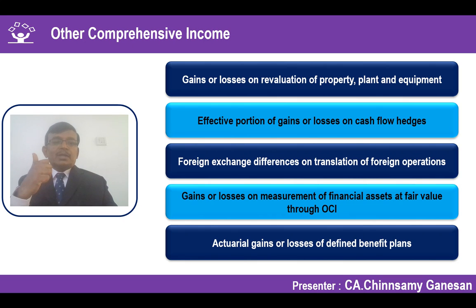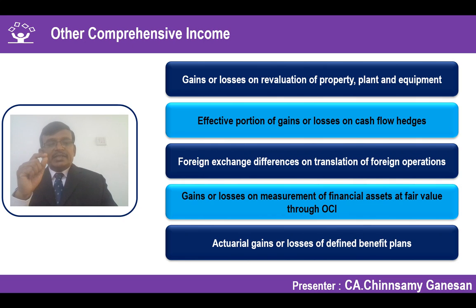For example, if I'm talking about property, plant, and equipment as per Ind AS 16, when you are doing a revaluation, the gains or losses arising out of the revaluation should be routed through OCI and not through the P&L account. And cash flow hedges come from Ind AS 109. And when you are translating your foreign subsidiaries, which are independent foreign operations, you have the foreign currency translation reserve, FCTR, that will be part of OCI. And when you have a certain financial asset which has been classified as fair value through OCI, any changes in the measurement will also come to OCI.